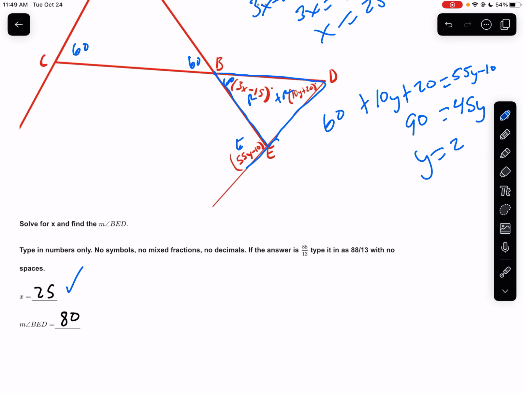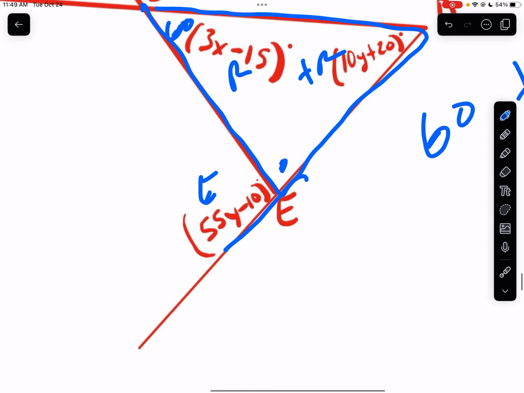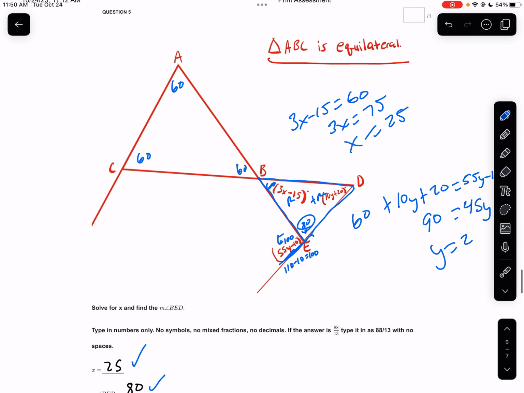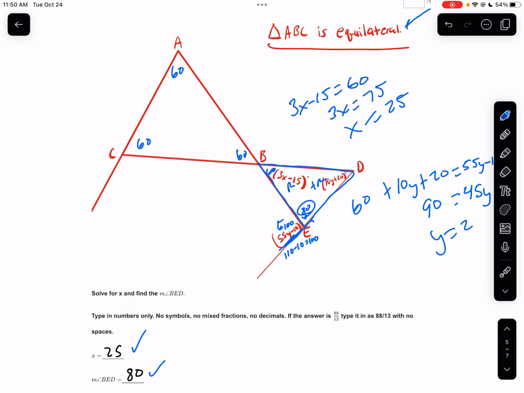So how big is angle BED? They want actually that angle. Well, let's get the one next to it. That would be 110 minus 10. That would be 100. So if this angle is 100, the one next to it would have to be 80. Boom. Got it. Some good stuff there. But if you had to use your equilateral properties, they told you that right at the beginning.